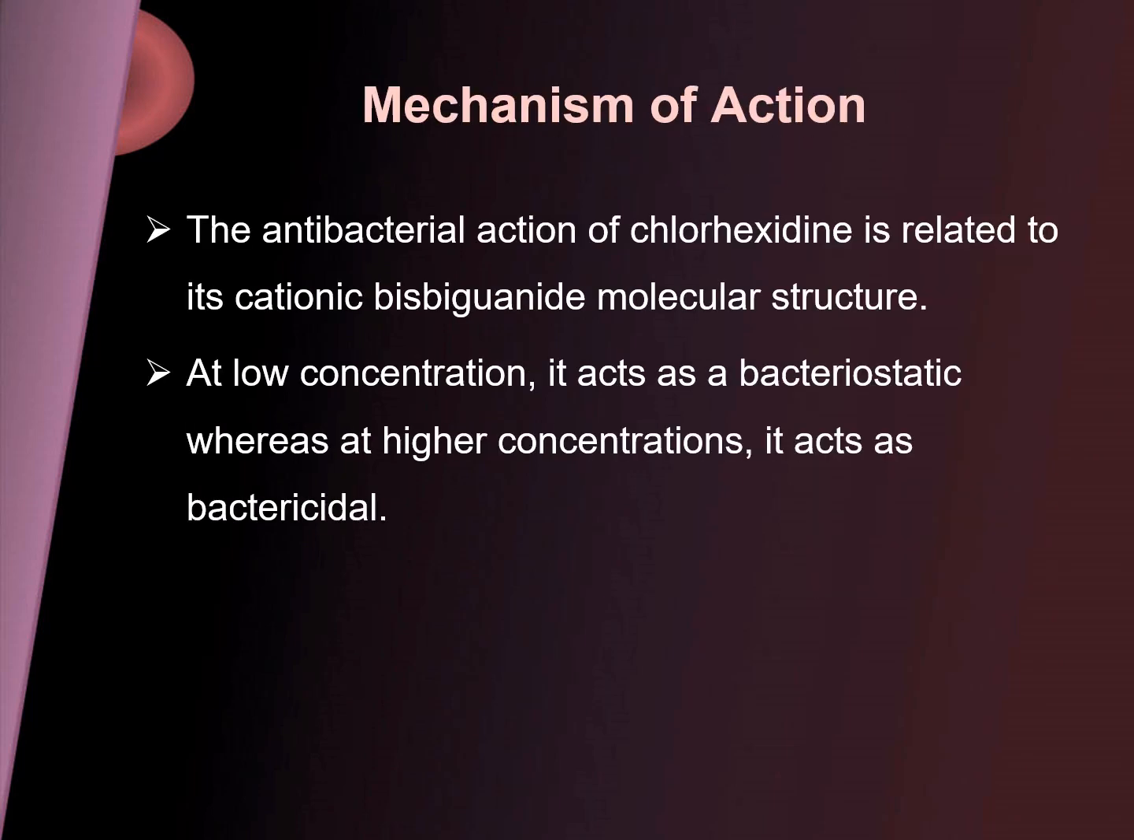Coming to the mechanism of action of chlorhexidine, the antibacterial action of chlorhexidine is related to its cationic bisbiguanate molecular structure. The cationic molecule is absorbed to the negatively charged cell membrane of microorganisms and causes leakage of intracellular components. At low concentration, it acts as a bacteriostatic, whereas at higher concentration, it acts as bactericidal.